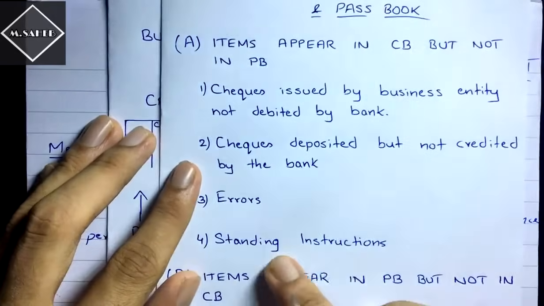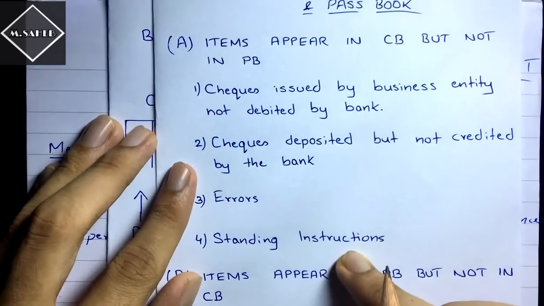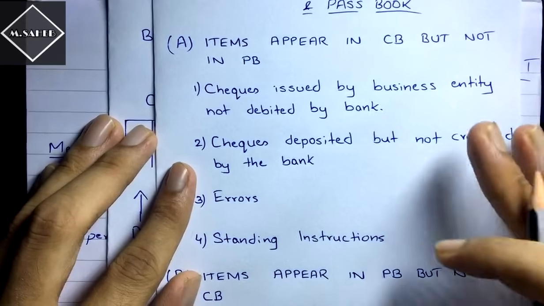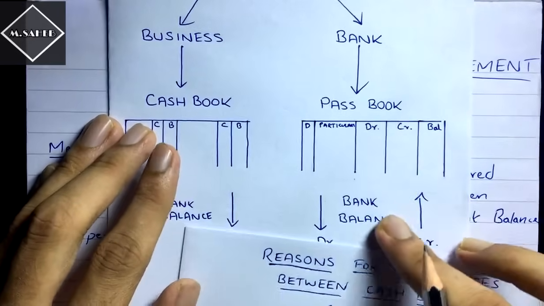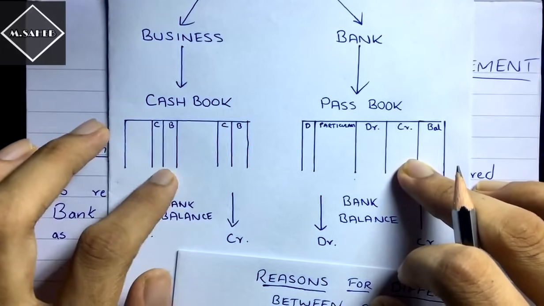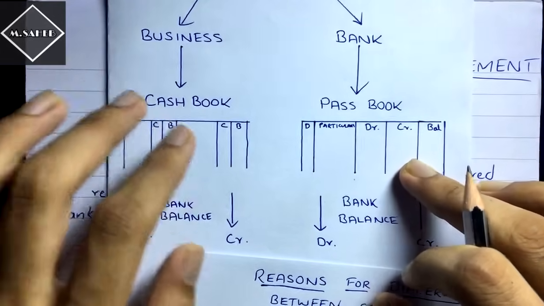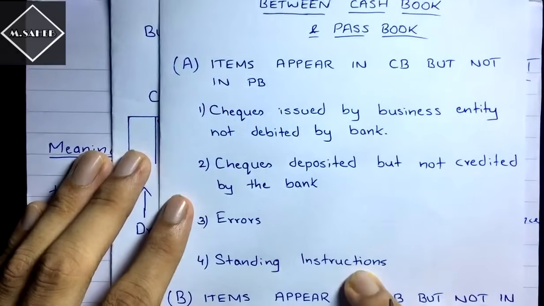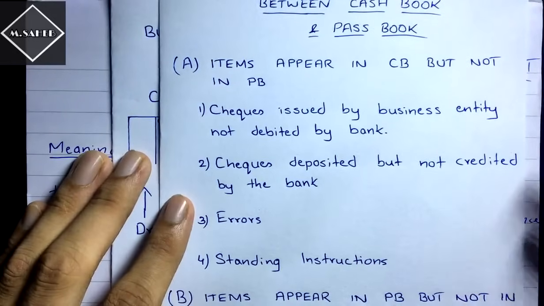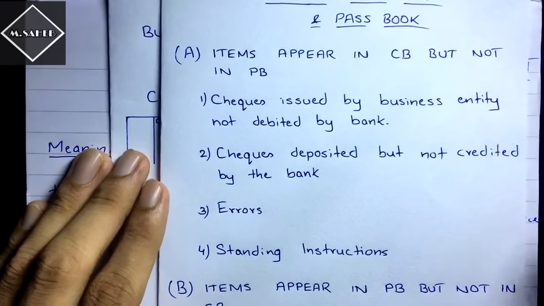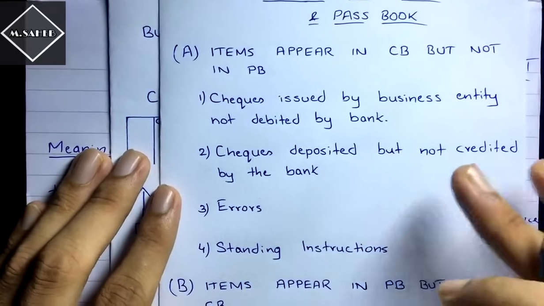Standing instruction also includes subscriptions. If there are any subscriptions, then the payment will automatically get deducted and the recording will be made in the passbook, but the cash book will not be updated. So the cash book will remain the same and the passbook will differ. Standing instructions are like subscriptions, automatic payments, charity payments. We have given the bank instruction to do automatic payments. That is what is meant by standing instruction.